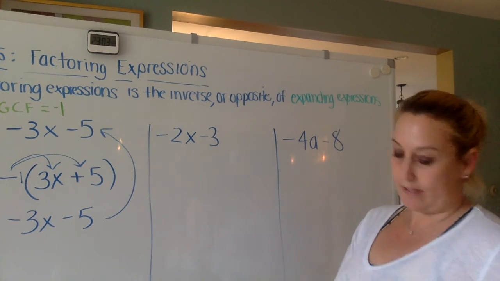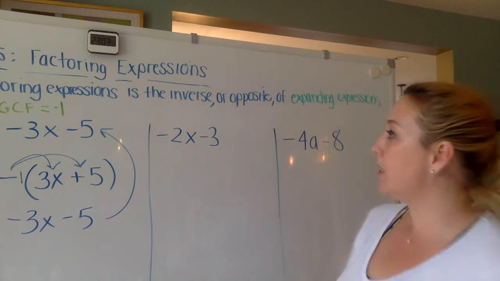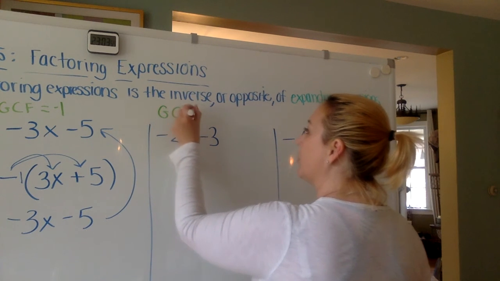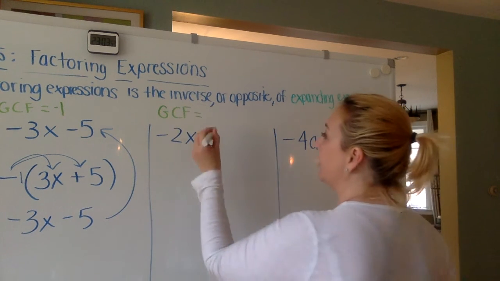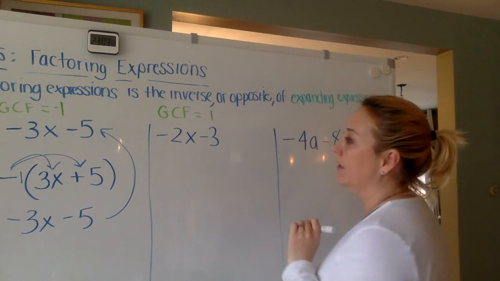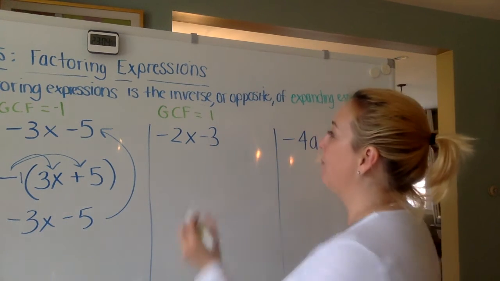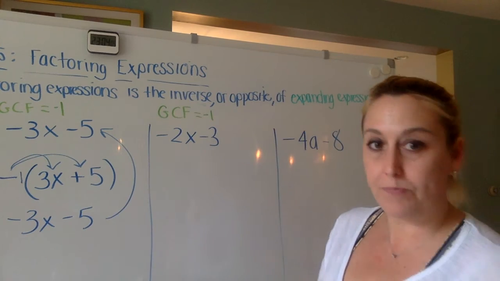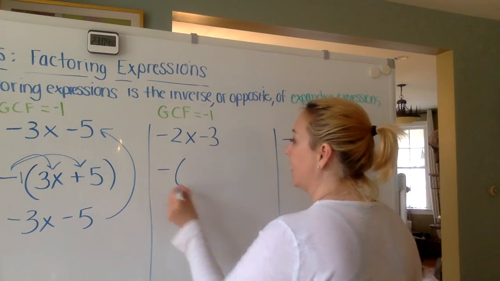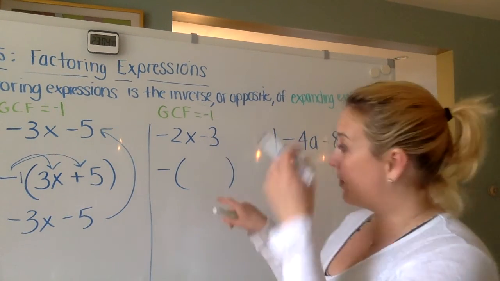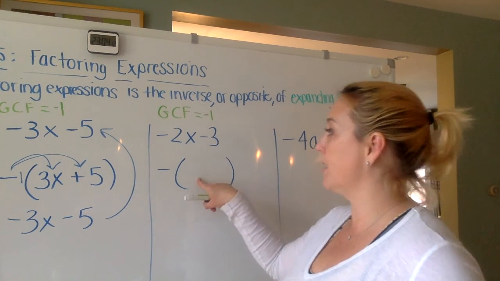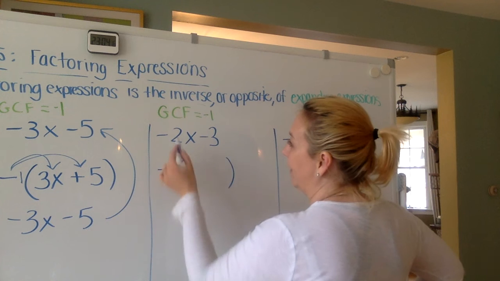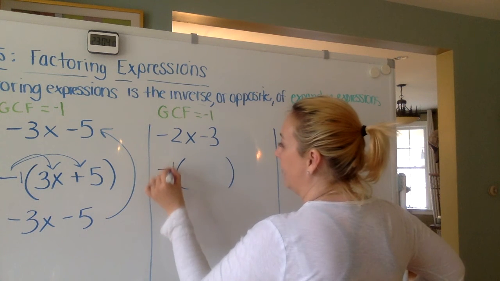Negative 2x minus 3. So again, you know GCF. Right now, the greatest common factor for these is going to be 1. But if I told you to factor it properly, you're going to pull it out as a negative 1. But we just write it as a negative sign outside of the parentheses because it means the opposite of. What is the opposite? I'll walk you through this. This is like having a negative 1.